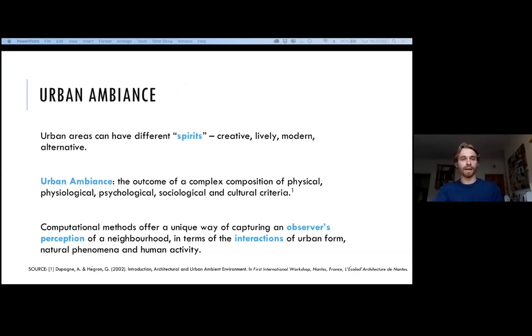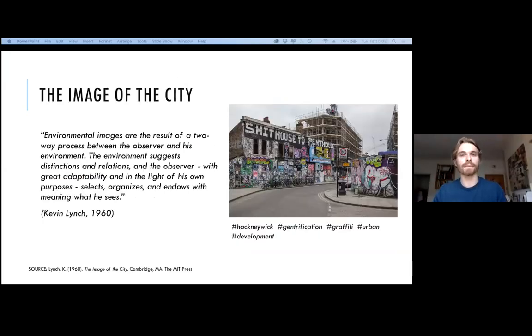Although there's been a real proliferation of research into urban ambience in the last maybe 10 years, it's not a new topic as such. This is something urbanists have been discussing for generations. Even this quote from Kevin Lynch's important book, The Image of the City, from the 1960s, demonstrates the idea that there is an interplay between observer and city, and the way that we represent cities. This brings me back to the image which I showed on the title page, which I think is a really great photo, showing the juxtaposition that a lot of communities and cities now experience.